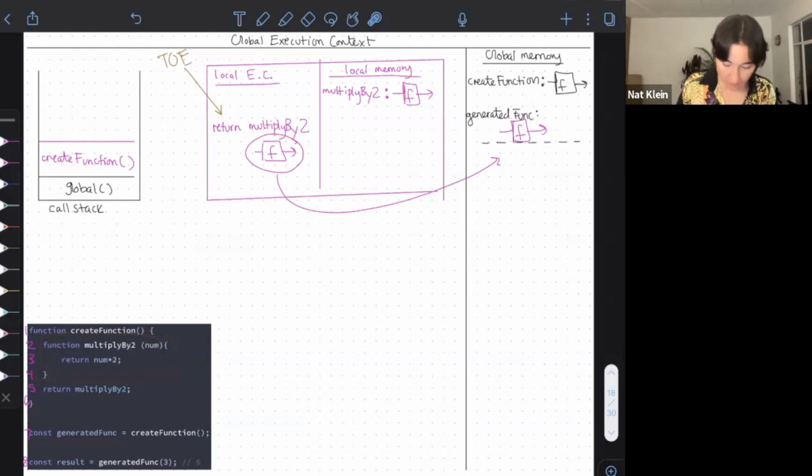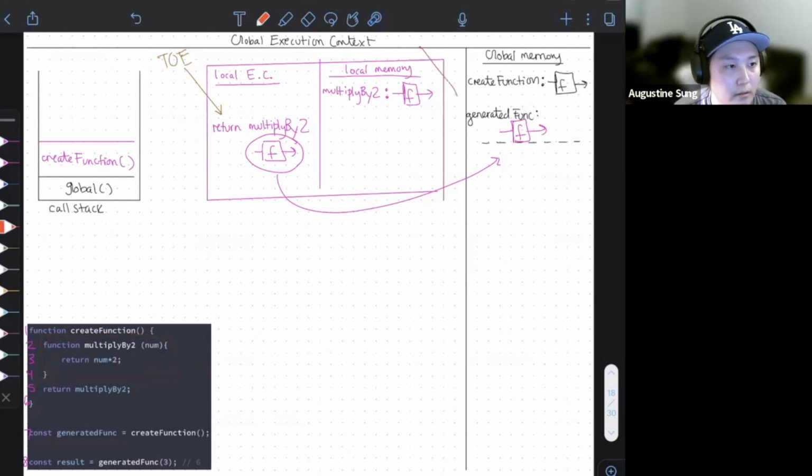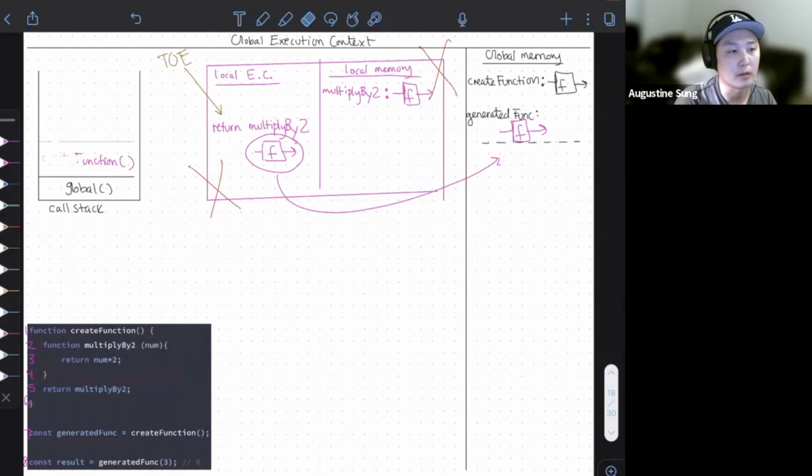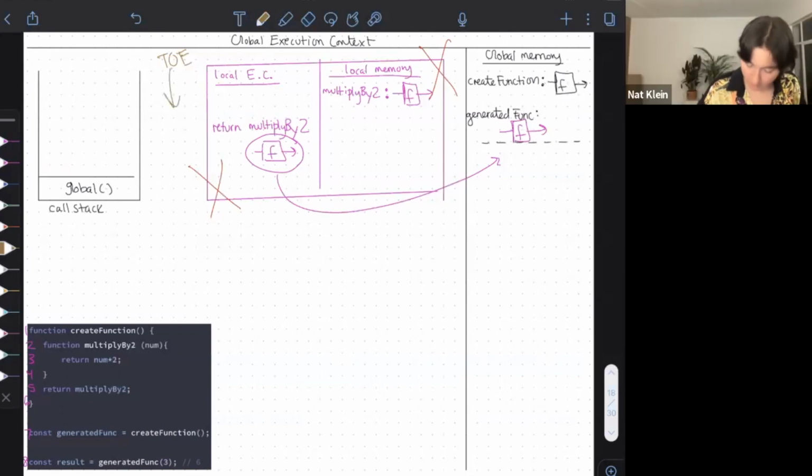All right, so we are now done executing this create function. What happens to our local execution context, Augustine? It is garbage collected. Beautiful. And then we'll also pop off the create function stack frame off the call stack and weave our thread of execution back into our global execution context. Yep. Awesome. All right. Very cool. So we just completed line 7. Let's go down to line 8, Augustine.